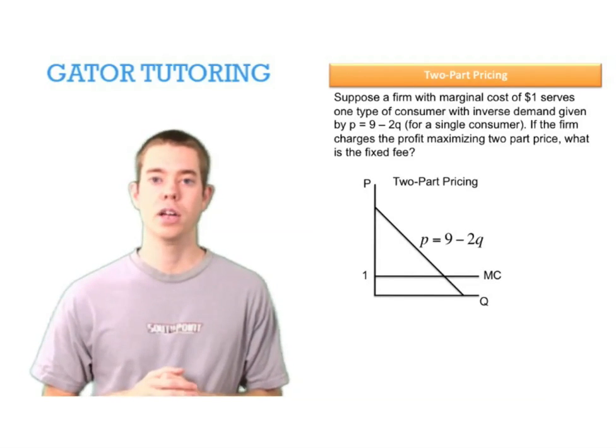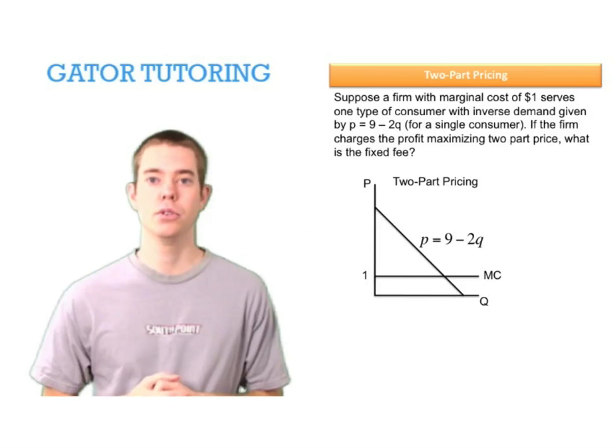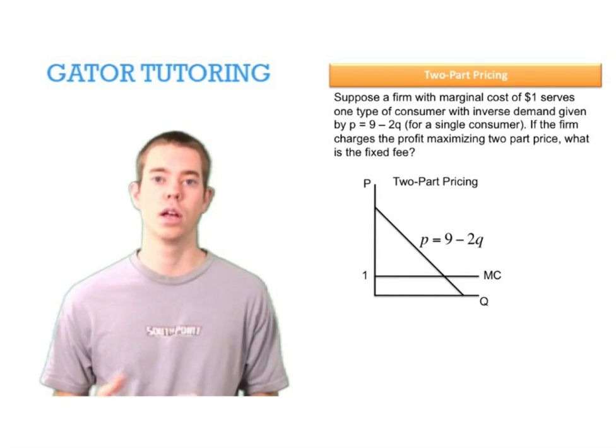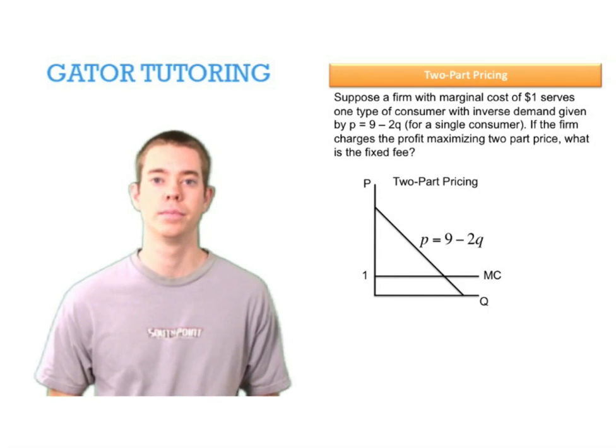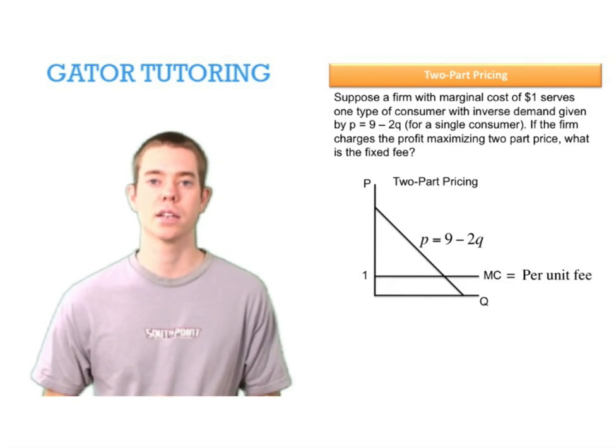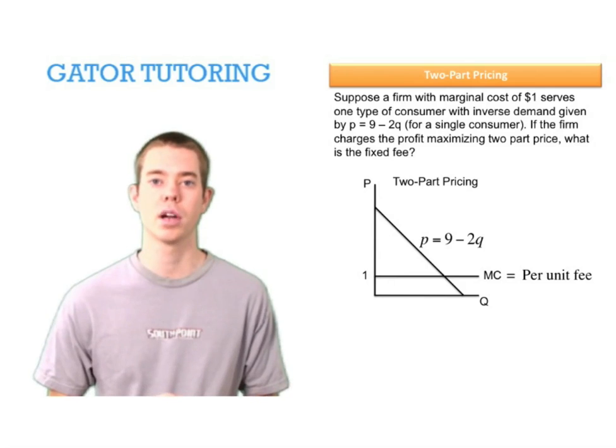We can graph our inverse demand, P equals 9 minus 2Q, as a downward sloping straight line. We can graph marginal cost as a horizontal line because it's constant at $1. Notice that our marginal cost is our per unit fee. So on a test, if he gives us this information and he asks for our per unit fee in two-part pricing, know that it's the marginal cost.